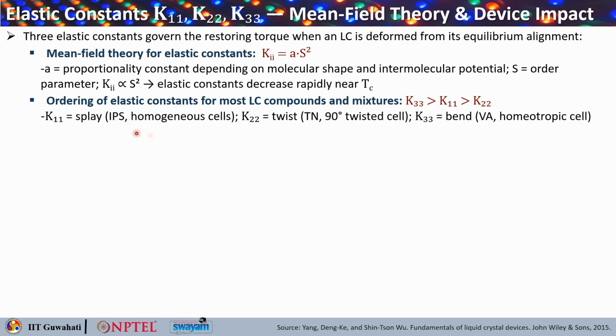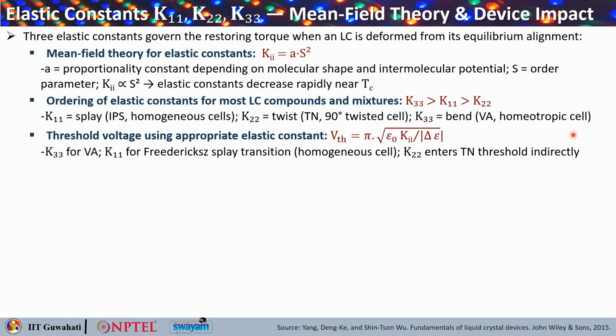Now, what is the ordering of the elastic constants for most liquid crystal compounds and mixtures? You will see that the bend constant K33 is greater than K11, that is the splay one, which is greater than K22. So, K11 is for splay, that is in IPS, typically in the homogeneous cells. K22 is for twist, that is in twisted nematic, in a 90 degree twisted cell, and K33 is for bend, that is for vertical alignment, which is in the homeotropic cells.